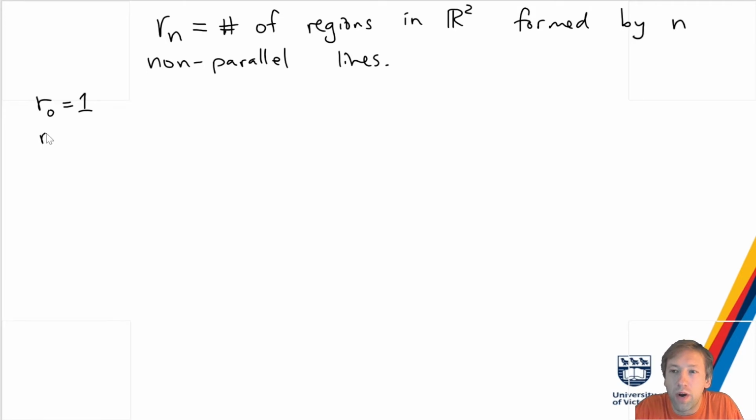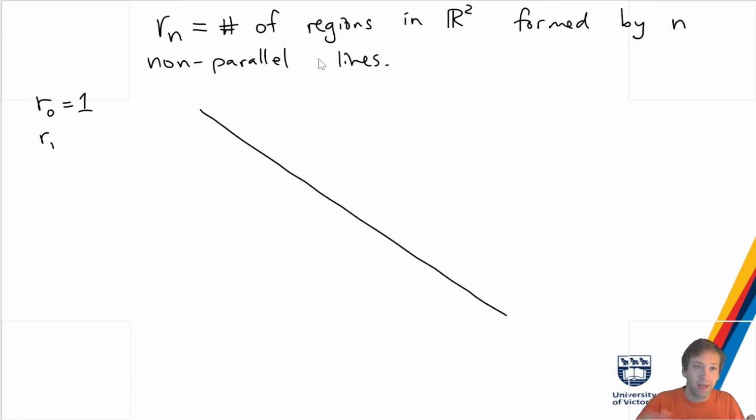If I take R1, so if I take one infinite line in the plane, these lines go off to infinity in both directions. So they're not line segments, but full lines. R1 is going to be 2 because when I draw one straight line, it breaks the plane into two regions. Now think about what happens if I have n lines and I add another line.